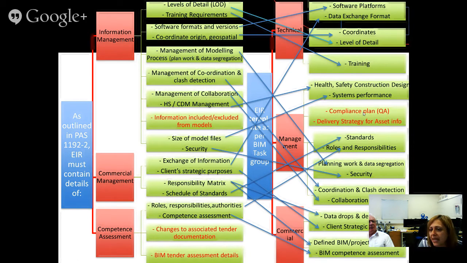For example, the compliance plan. How do you intend to show compliance or quality assurance of what will be presented or delivered at the end with the employer requirements? So I mean, it goes without saying that it is logical for the client to say what kind of quality assurance he wants to see with the deliverables, and also the delivery strategy for the asset information. Now, we know that there's the PAS 1192 Part 3, which talks more about the asset information. So it was logical to have this part here that talks about asset information and the FM part of the project, which was not part of the PAS 1192.